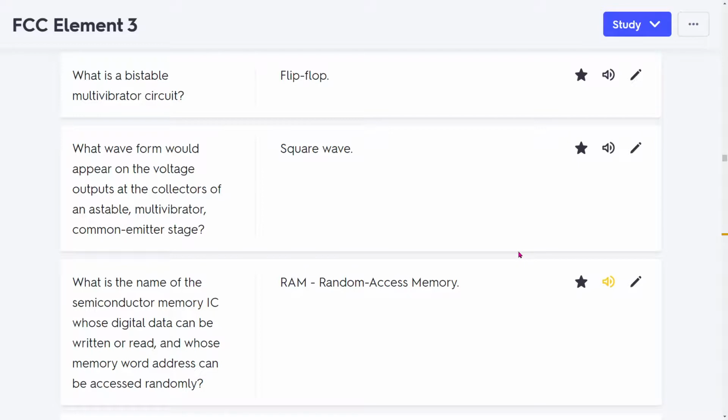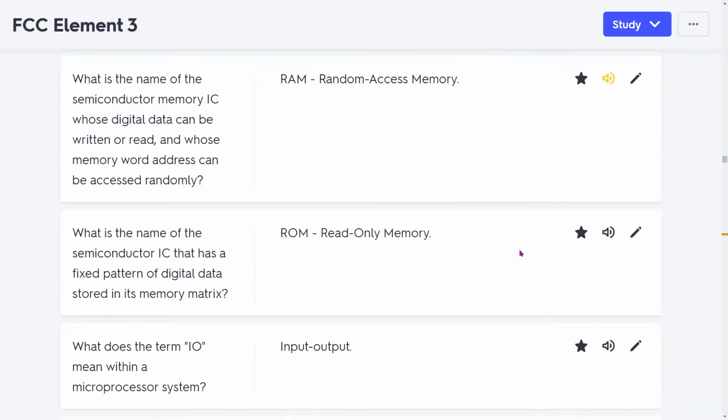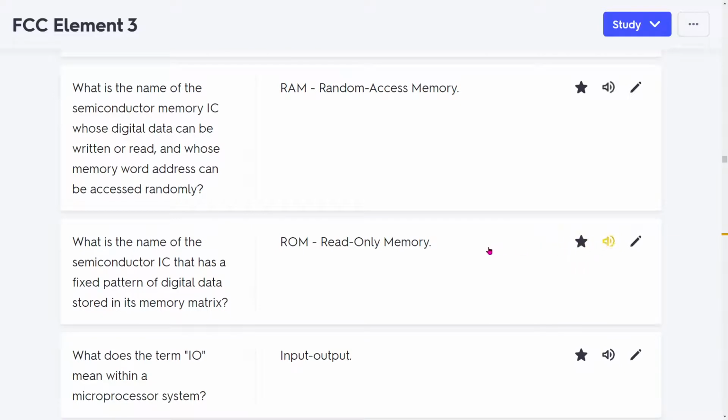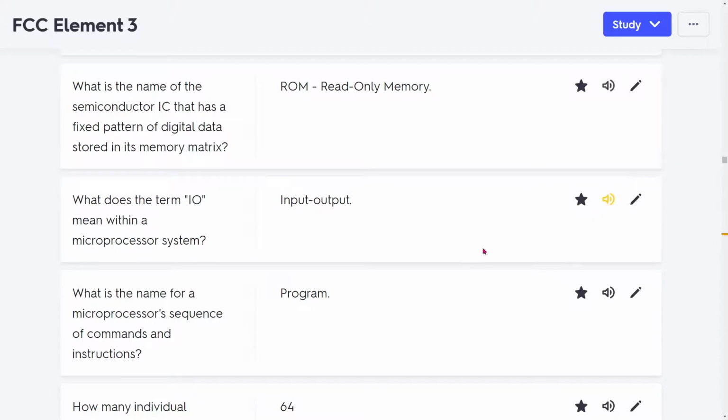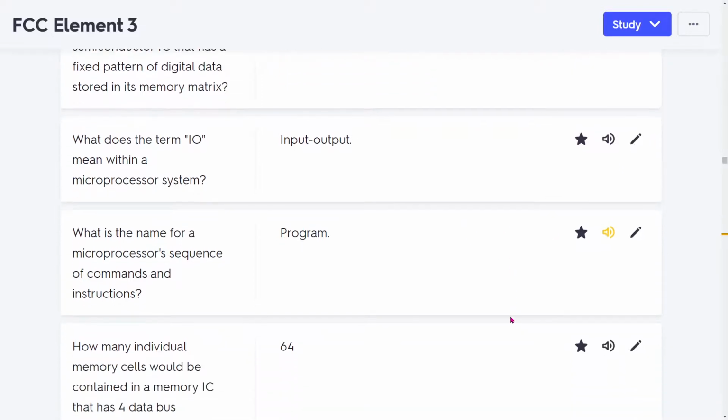What is the name of the semiconductor memory IC whose digital data can be written or read and whose memory word address can be accessed randomly? RAM, random access memory. What is the name of the semiconductor IC that has a fixed pattern of digital data stored in its memory matrix? ROM, read-only memory. What does the term I/O mean within a microprocessor system? Input-output. What is the name for a microprocessor's sequence of commands and instructions? Program.